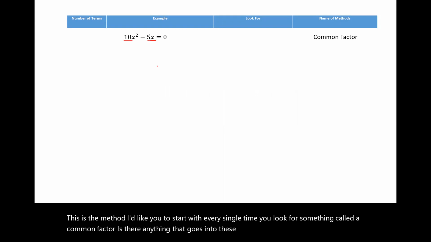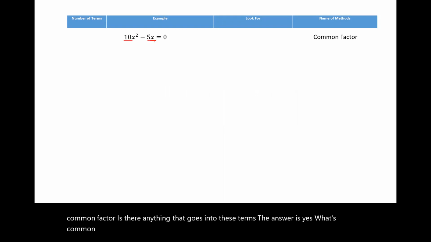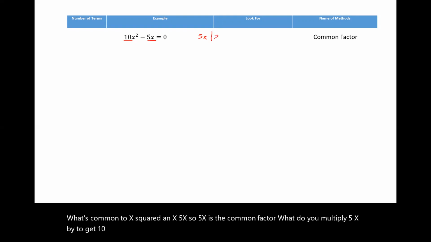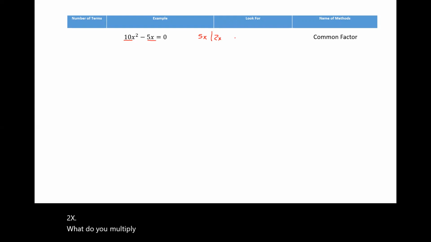The answer is yes. What's common to 10 and 5? 5 is. What's common to x squared and x? x. So 5x is the common factor. What do you multiply 5x by to get 10x squared? 2x. What do you multiply 5x by to get negative 5x?